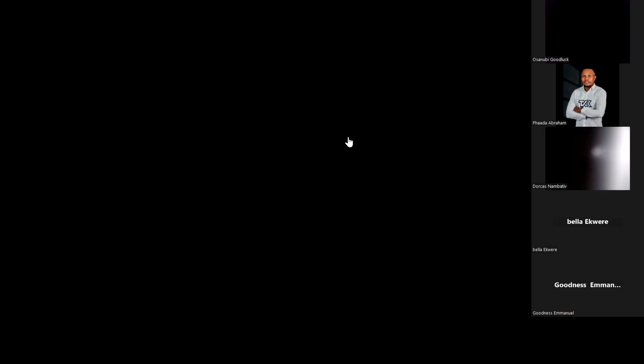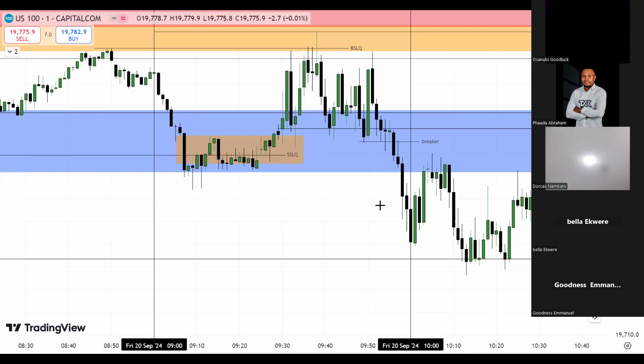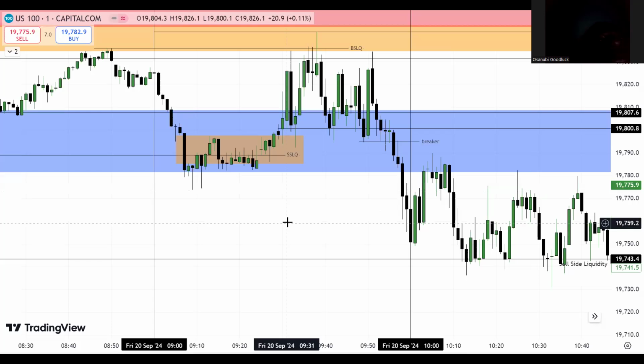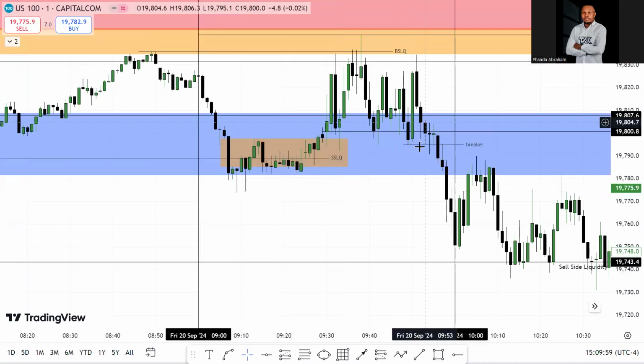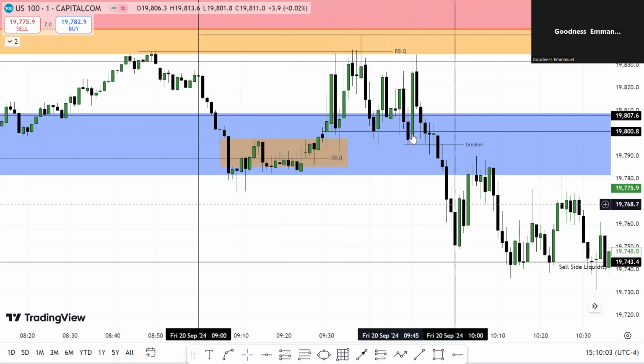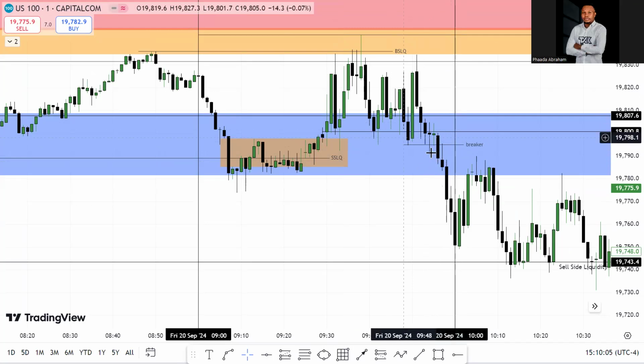All right, can you see my screen now? I think it should be better now. Okay, it was fine, I was trying to mute someone because of the noise, so I mistakenly turned off my screen.